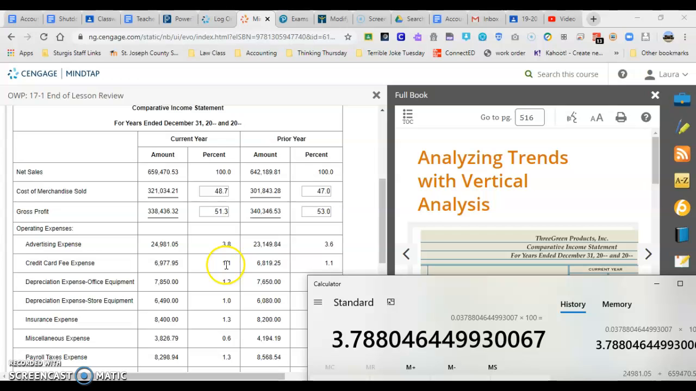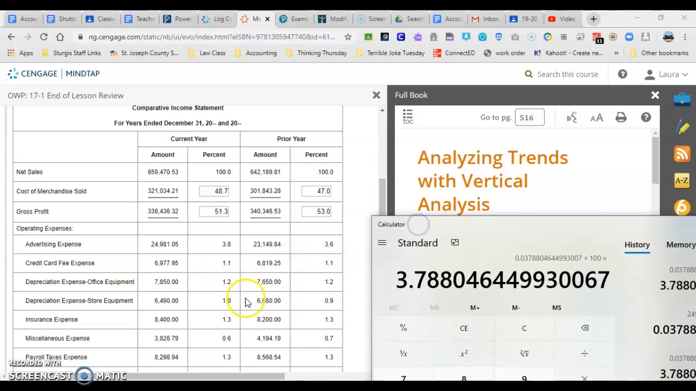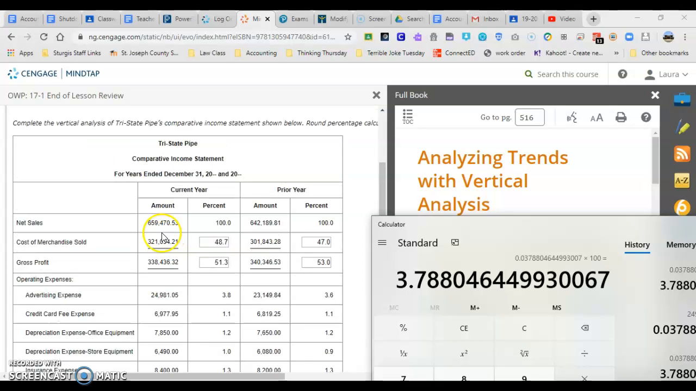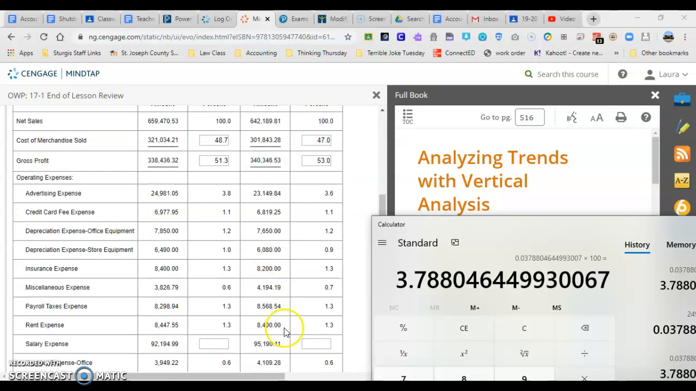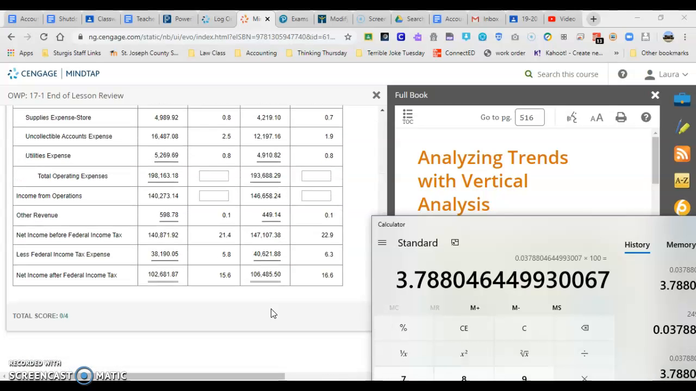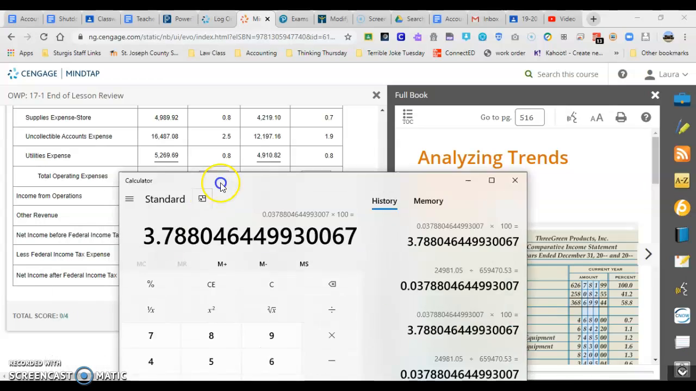So credit card fee expense was 1.1%. That stayed the same from previous years. These have all stayed the same. Depreciation expense has gone up for store equipment, and miscellaneous expense went down a tad. So that's what you want to look at, the trend on things. So supplies expense, again, you're going to take this number divided by your net sales, and the same thing over here divided by this net sales. Okay, so I'm going to look at that here.